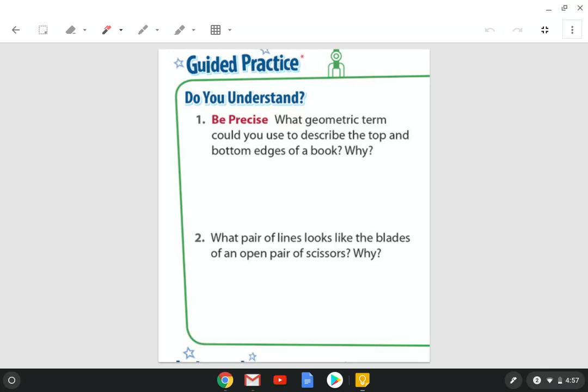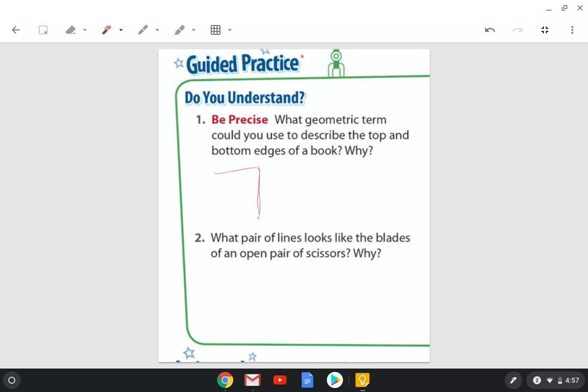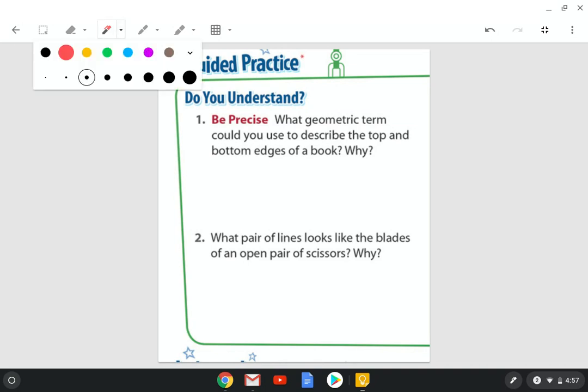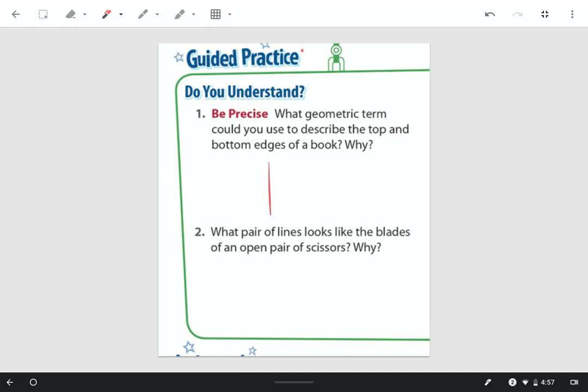So number 1 says, what geometric term could you use to describe the top and bottom edges of a book and why? Okay, so what I like to do first is I'm going to draw my book. Make it a little bigger. So here's my book. Now it has straight edges. I didn't do a very good job drawing straight edges, but it has straight edges there and straight edges here.